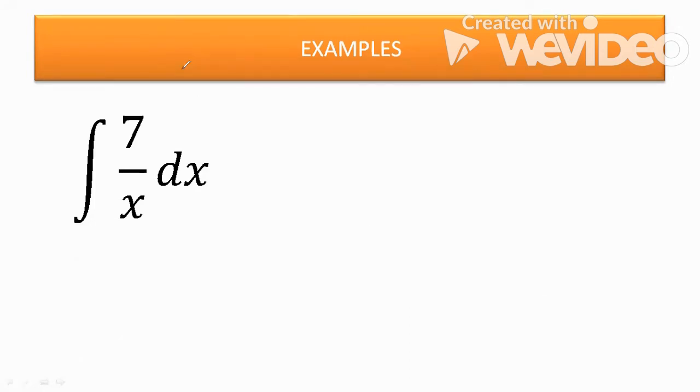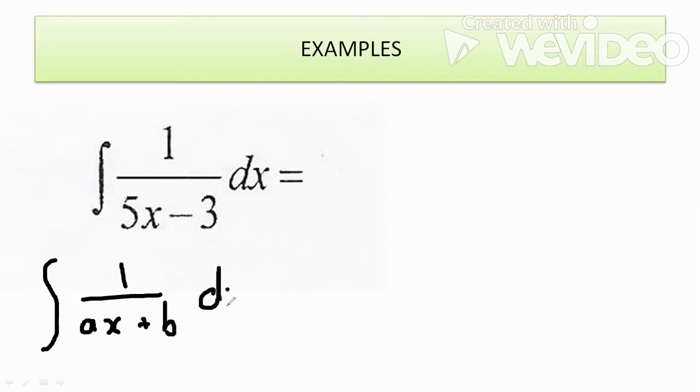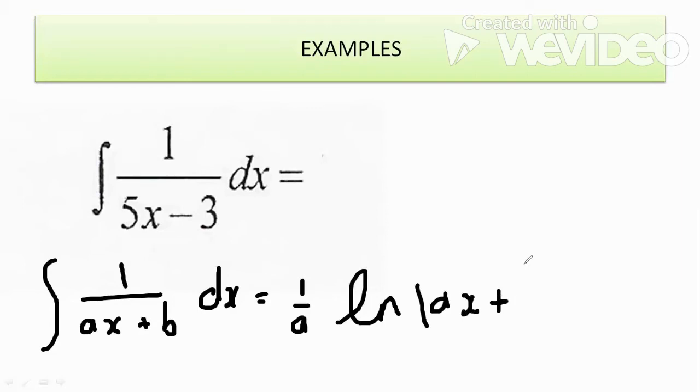So moving on to the next question. I think for this question, the other identity that was missing was this. I'm going to write it right here. We have the integral of 1 over ax plus b dx is equal to 1 over a ln of ax plus b, plus c.